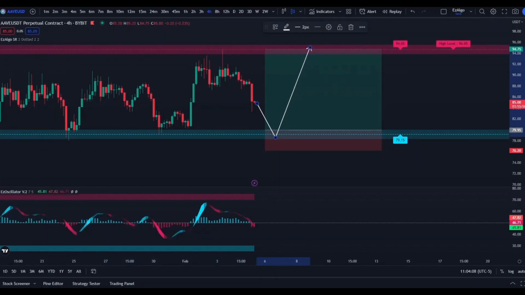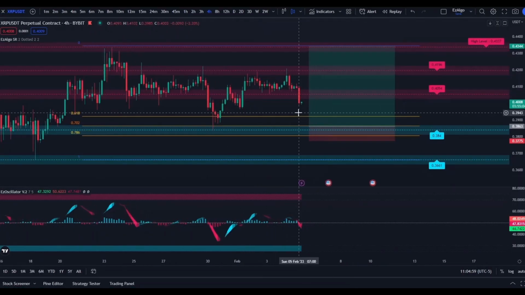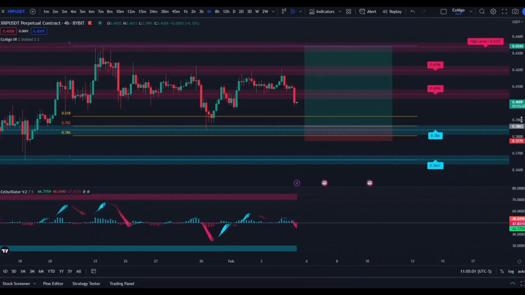What I'd like to see on the EZ oscillator is for momentum to come back down here and then flip from red to blue somewhere around here as price is rejecting, with the volume histogram going up like this. We want to see volume increasing to take a long position and then want to see volume decreasing to take a short position. Again, I'm charting an XRP setup as we speak.